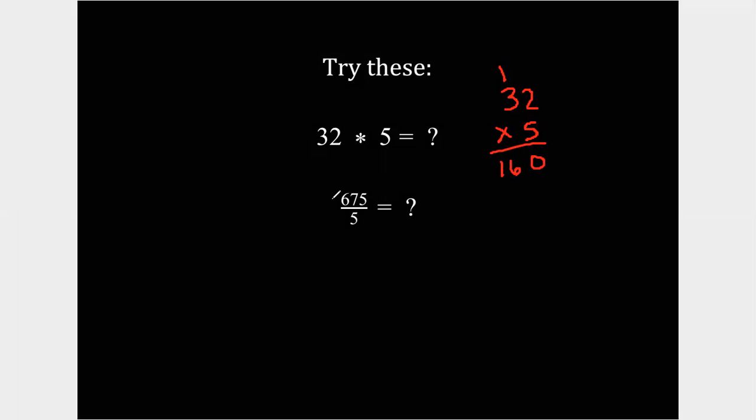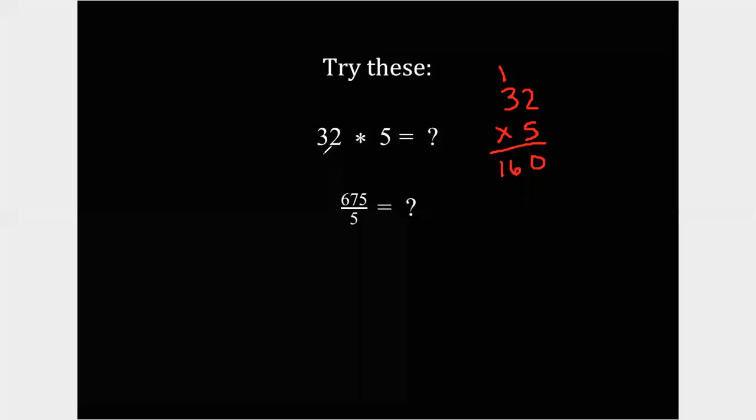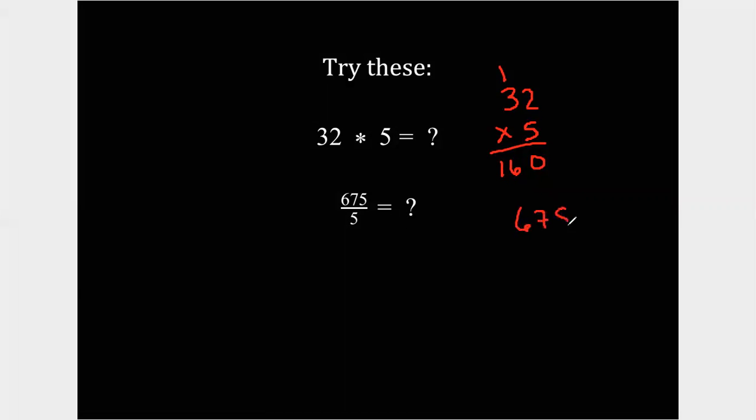Great, I've got that. Now, 675 divided by... I can't talk and write at the same time, so let me write that again. 675 divided by 5. It's going to be 1, 5, 17, 3, this is 15, 25, and 5. Okay, 135. Great.